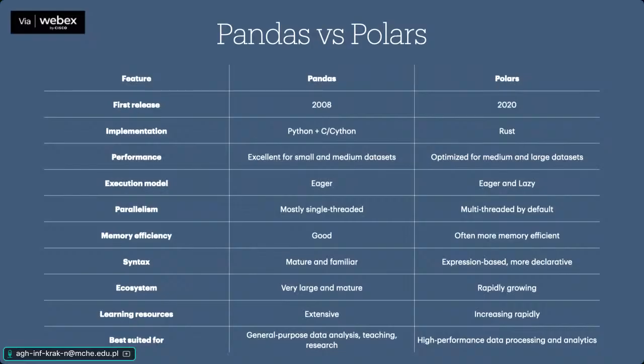And so what is best suited for Pandas is general purpose data analysis, teaching and research. Of course, research, if you don't use very, very big data sets. And Polars is for high performance data processing. So it depends on what you need, because now, with the fact that Polars can be much faster, you can be less mindful of the memory. It doesn't mean that you have to forget about Pandas. Pandas is still a very good library.